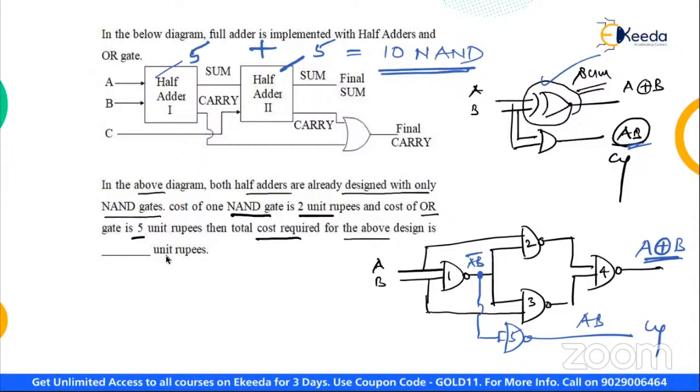And the cost of 1 NAND gate is how many rupees? It is 2 rupees per unit. Moral of the story, I require 20 rupees. I require a total of 20 rupees for the NAND gates, okay?